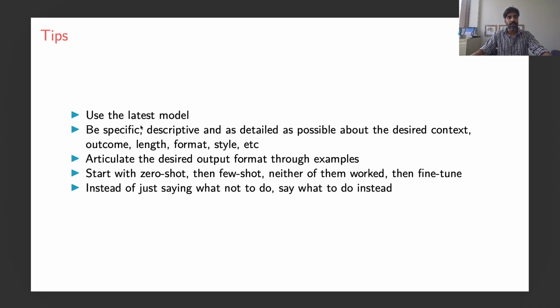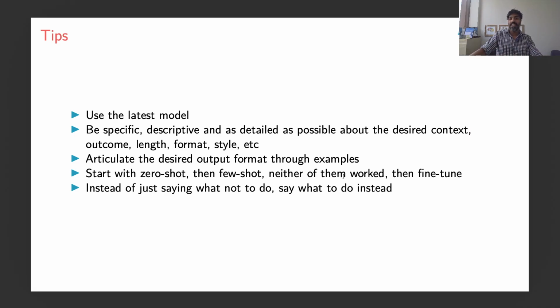So that's one tip. The other tip is being specific, descriptive, and as detailed as possible about the desired context, outcome, length, and format and style. Articulate the desired output format through examples. I think always start with zero shot prompting and then few shot, and if neither of them work, then fine tune. So just start from the basics and consider how much you are demanding from the AI. If you demand a lot, you have to give it a lot. If it's not a lot, you can invest a short amount of time into it.